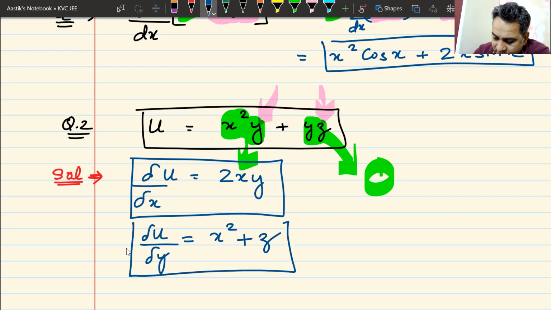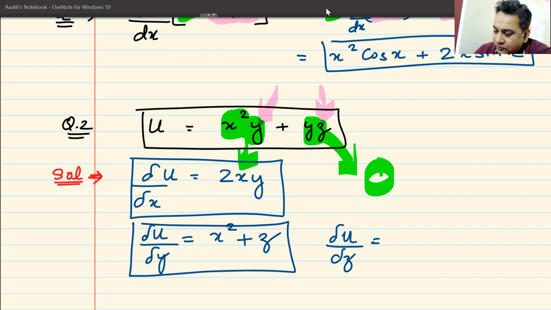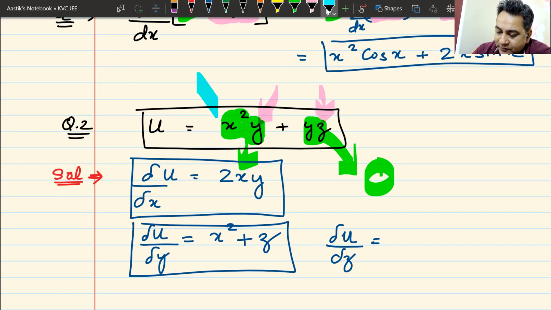Well done. If this is done, then you should be able to calculate the partial derivative of u with respect to z. I will use the blue pen. In this, there is no term of z, so the partial derivative of this thing with respect to z is 0. The only thing that remains is the partial derivative of yz.